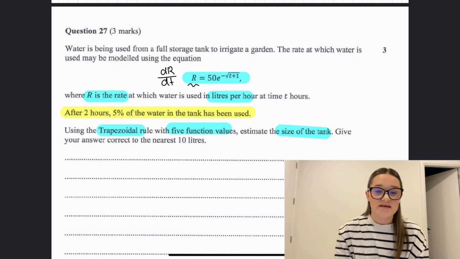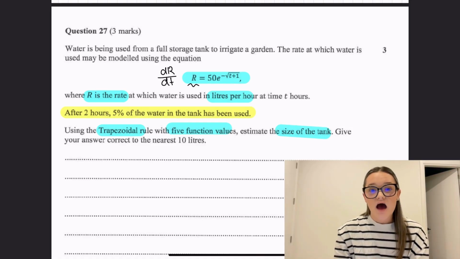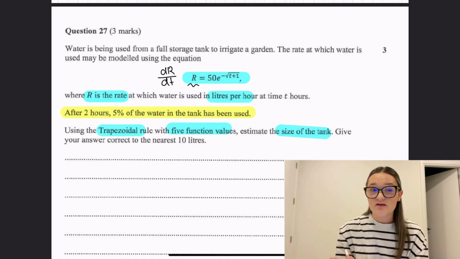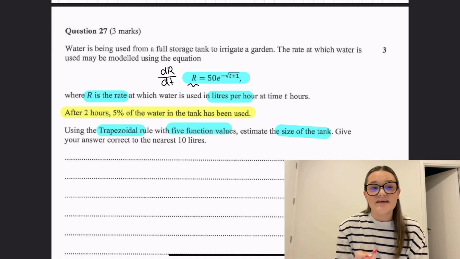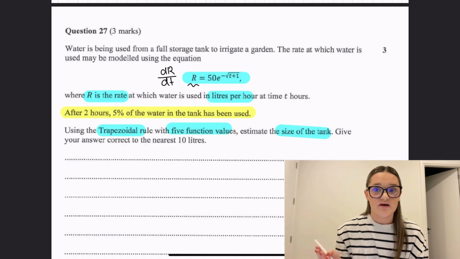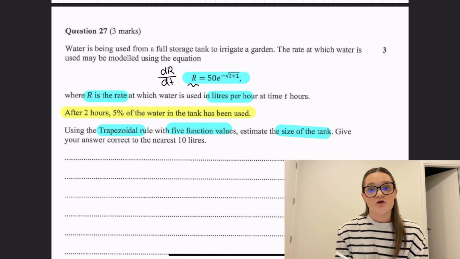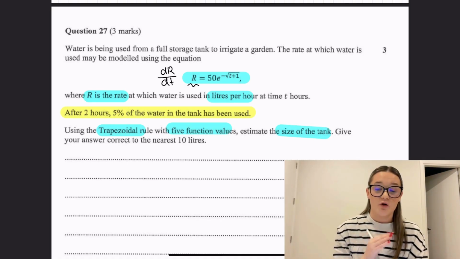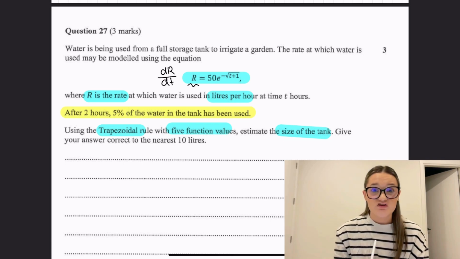Because if I have a look at the next condition they've given me, that after 2 hours, 5% of the water in the tank has been used, that's got less to do with the rate and more to do with the actual quantity that's in the tank. So I know that I want to get it from the first derivative form back into my actual volume form. Therefore I want to find the primitive, I'm going to take the integral, and the question wants me to specifically use the trapezoidal rule here.